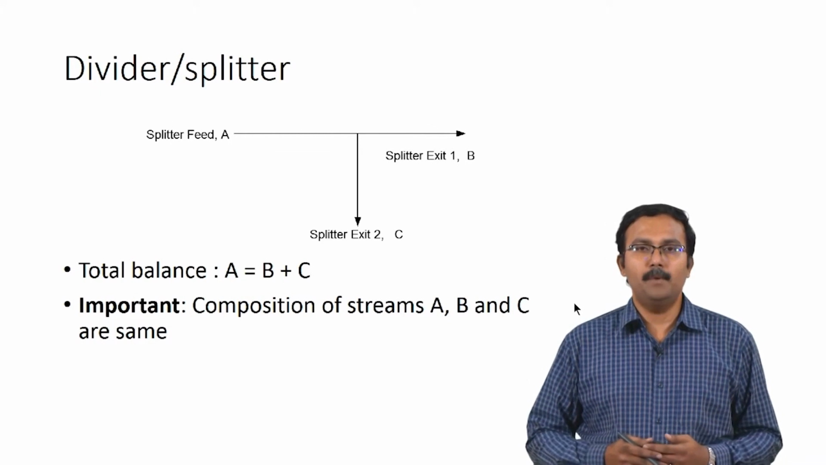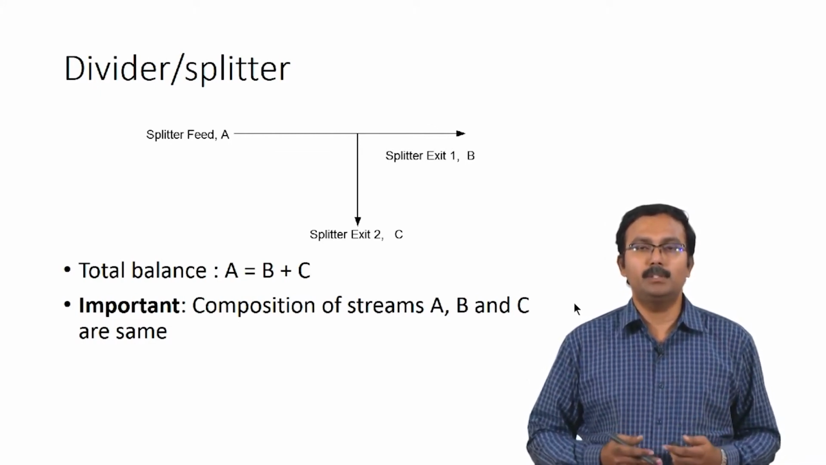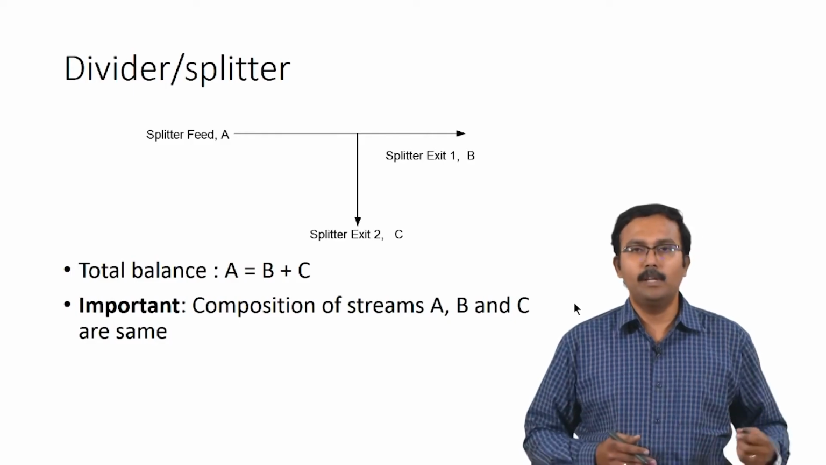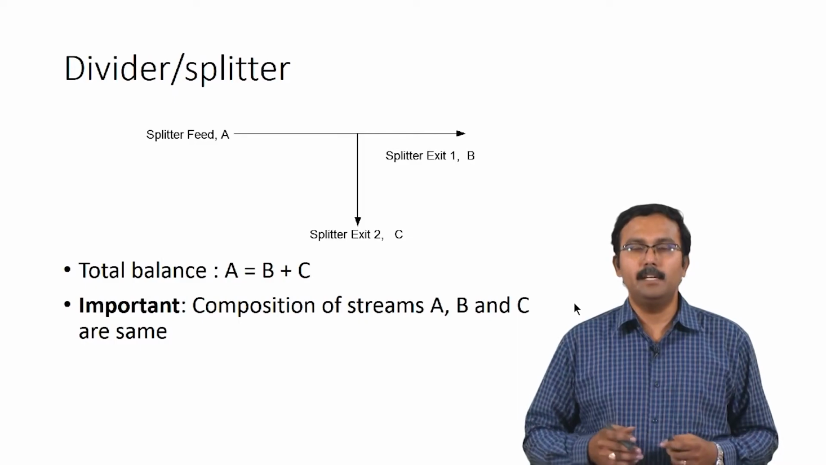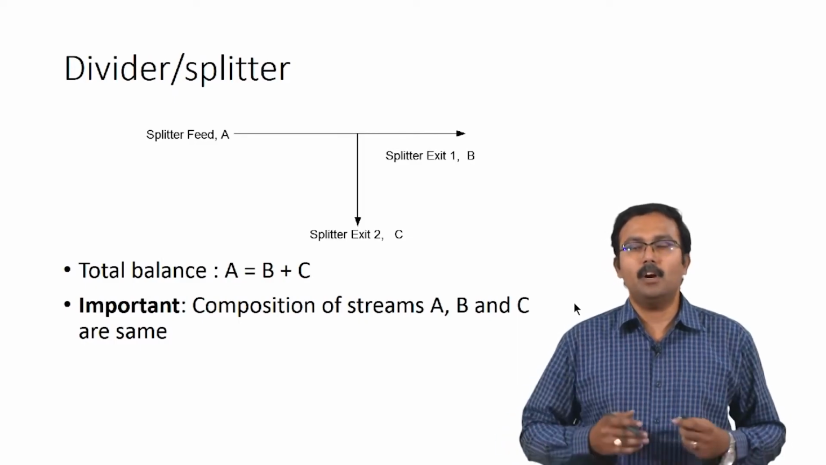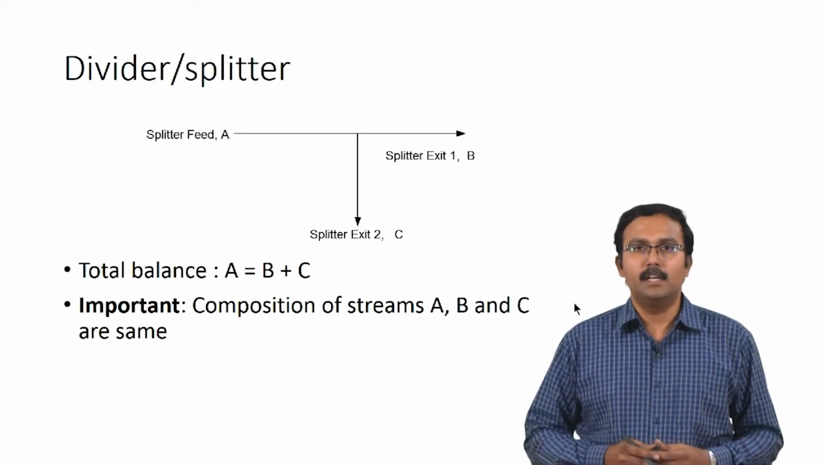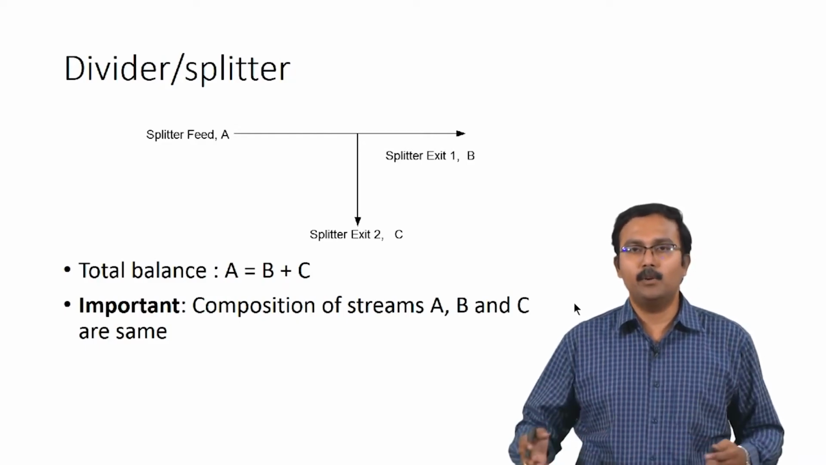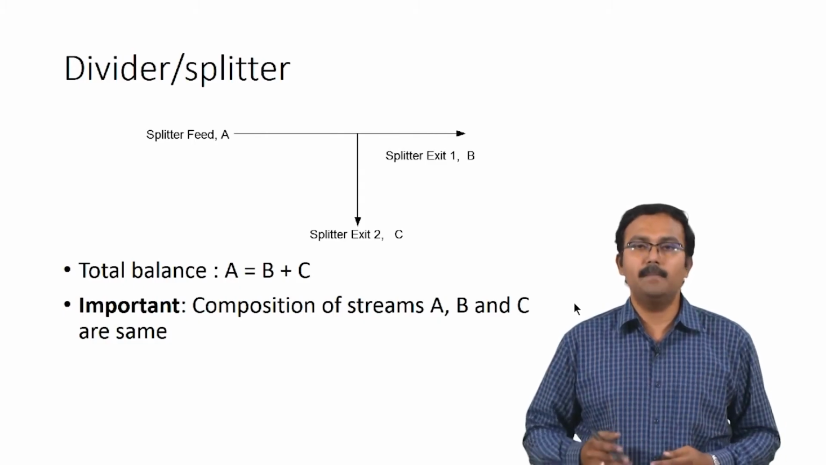So a simple example would be, consider a 10 grams per liter solution of NaCl flowing through a pipe. If you were to divide this one stream into two or more streams, the concentration of sodium chloride is not going to change. It is only going to be the flow rates that are going to be divided. So the concentration of all these three streams will remain the same.